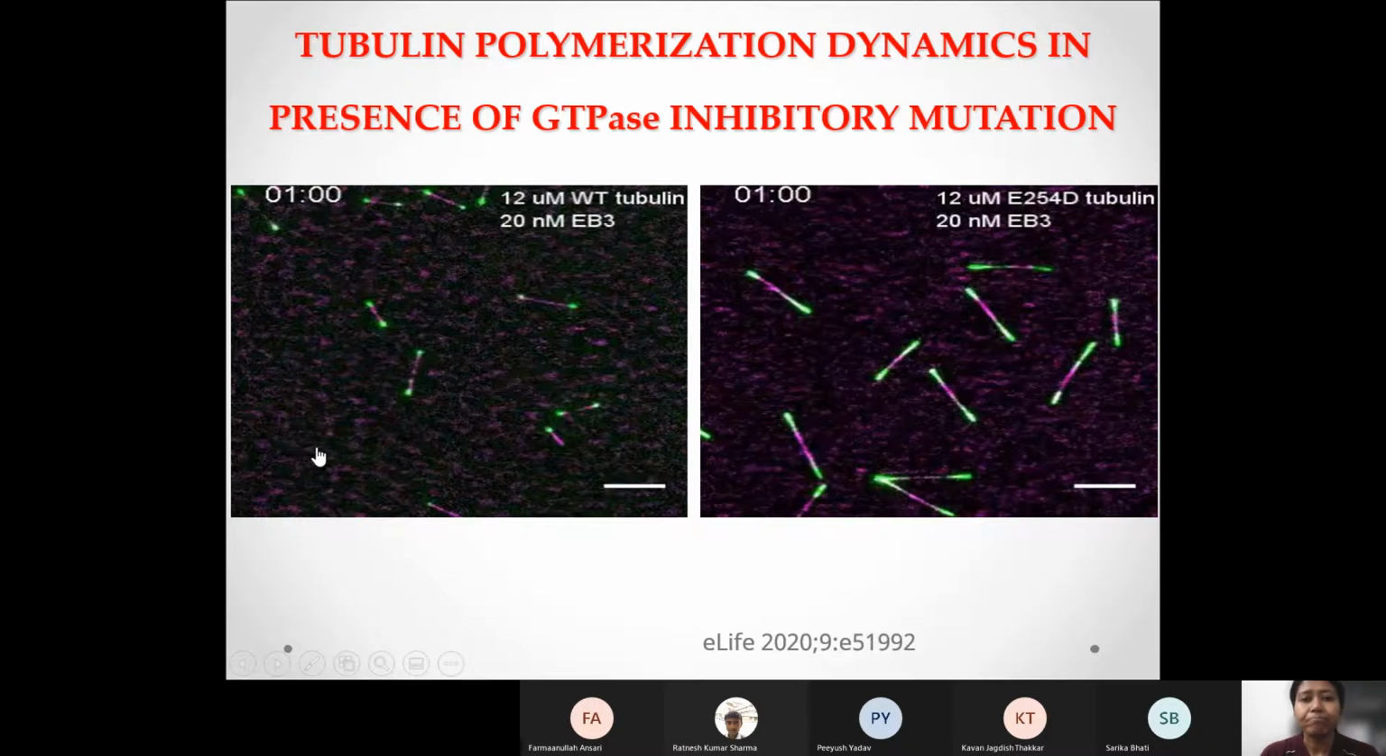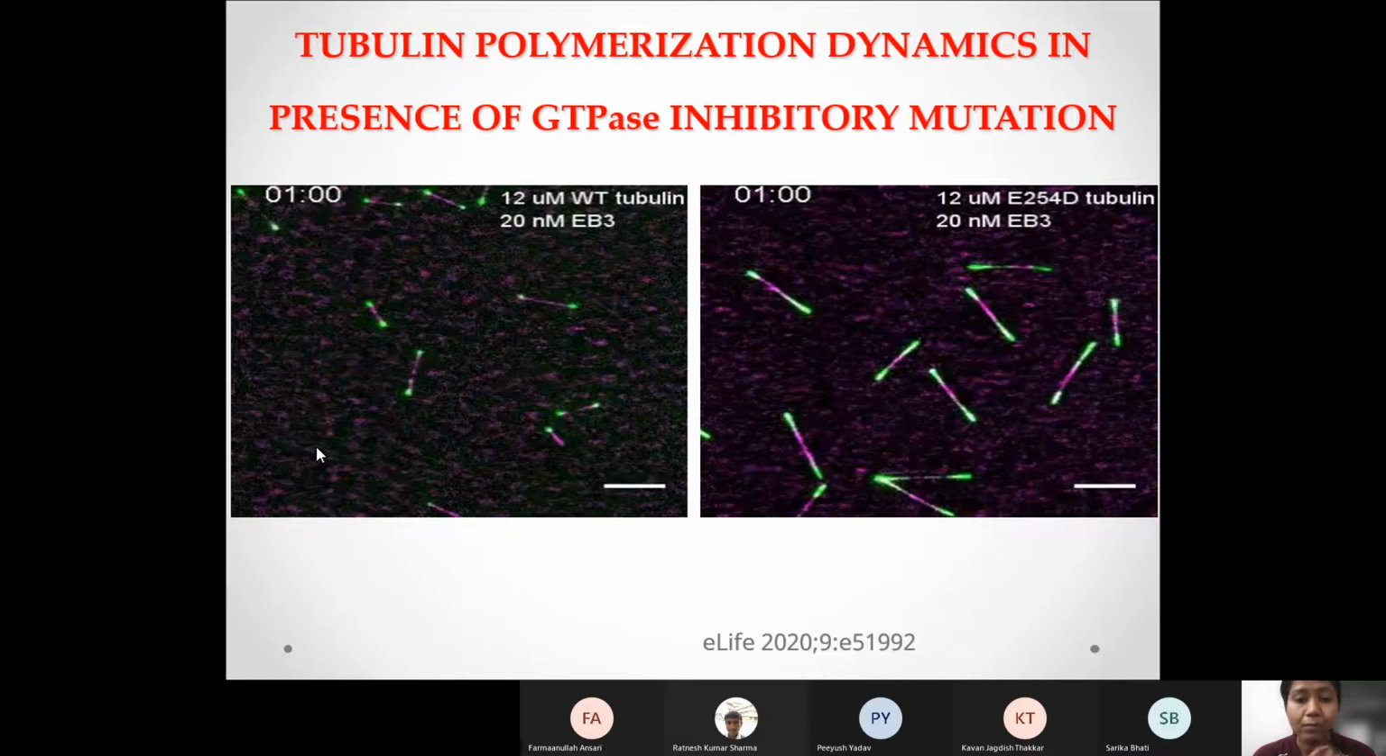So we have already seen how, utilizing a slowly hydrolyzable GTP analog, they were able to show that they can delay catastrophic events during tubulin polymerization, right? Now, here is an example where they have used a genetic mutation. And what kind of mutation is this? This is a mutation that is in the alpha subunit.